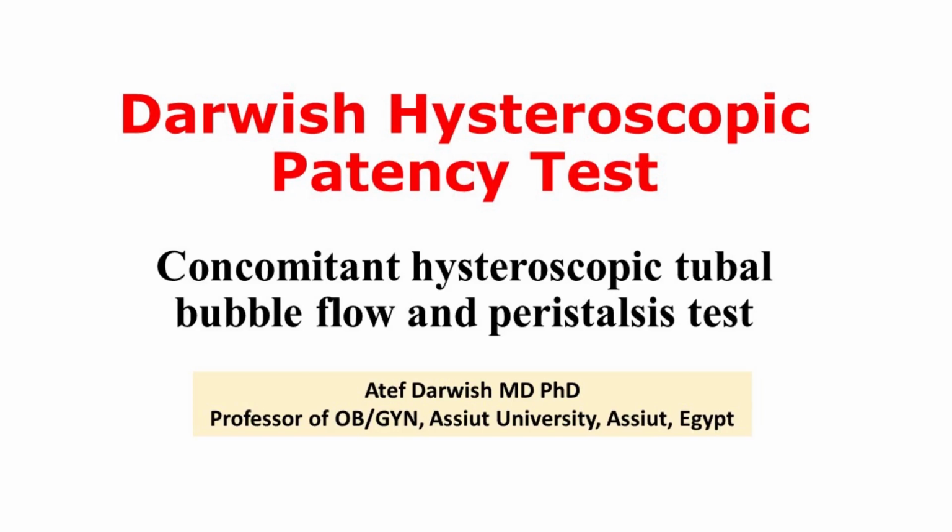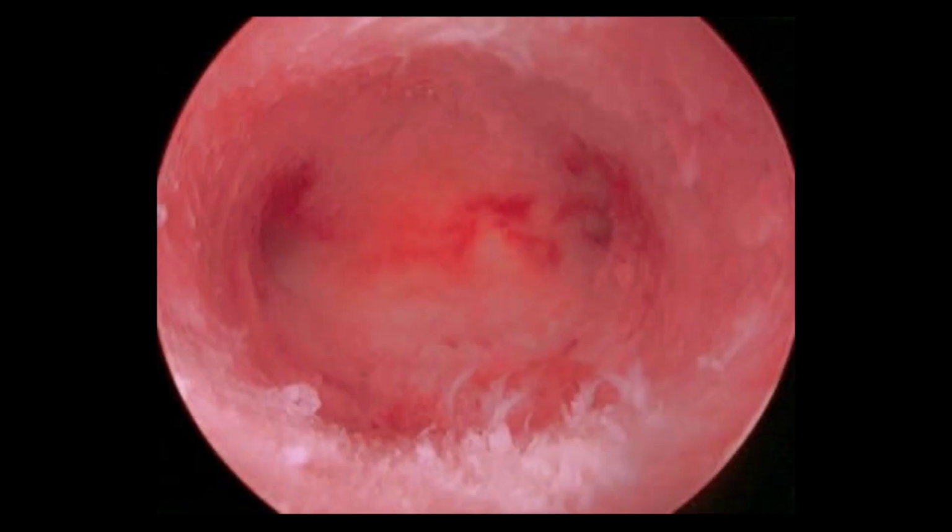In this video, I'll describe what's called the Darwish hysteroscopic patency test, a concomitant hysteroscopic tubal bubble flow test and peristalsis test. It's well known that the tubal ostia seen via hysteroscopy inform us about the panoramic view of the uterus, and unfortunately there is no description of what's behind the tubal ostia via hysteroscopy.